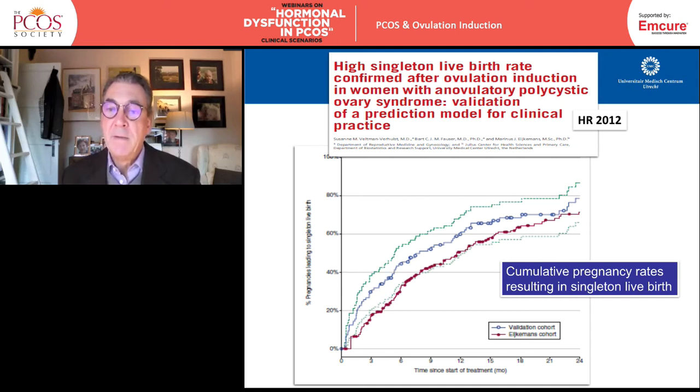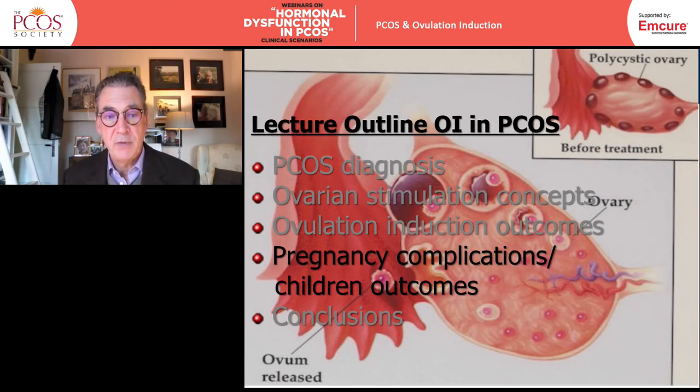This tells us that, at least in our hands, with our patients, we reach a cumulative pregnancy rate resulting in singleton live birth of close to 80%. Close to 4 out of 5 women that we treat in our country with ovulation induction have a singleton pregnancy and a live birth. And I would say, it takes a while, but it is an effective strategy, more effective than many of us would believe.